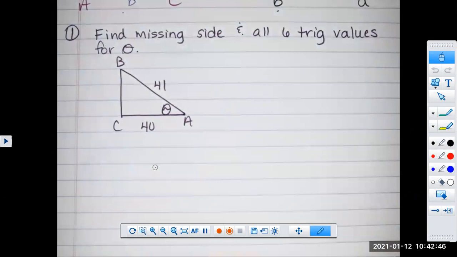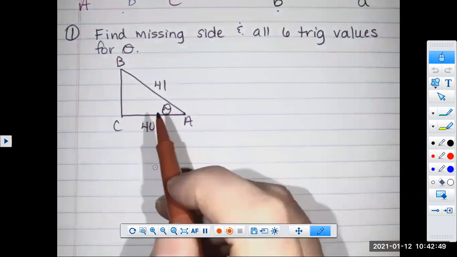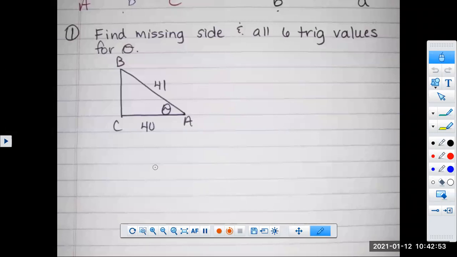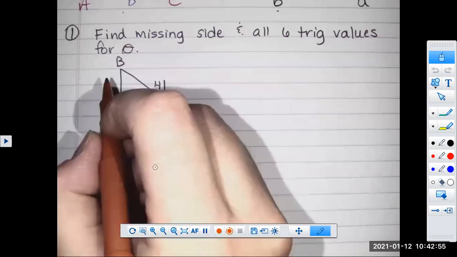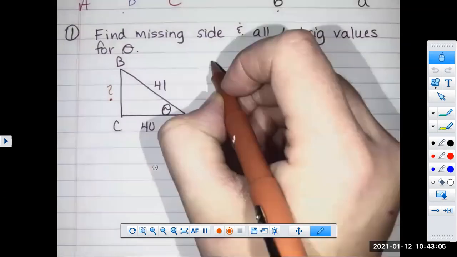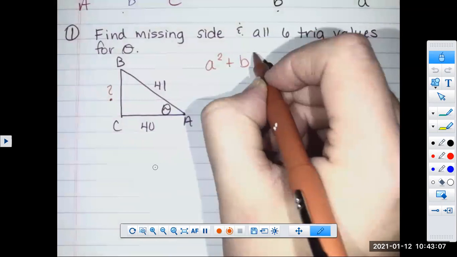Okay, the first problems in your math lab are going to ask you to find the missing side, then find all 6 trig values for a given angle. So we're trying to find this missing side. If you know 2 sides of a right triangle, what do you use to find the third side? Hey, Josh. There you go. Pythagorean theorem.